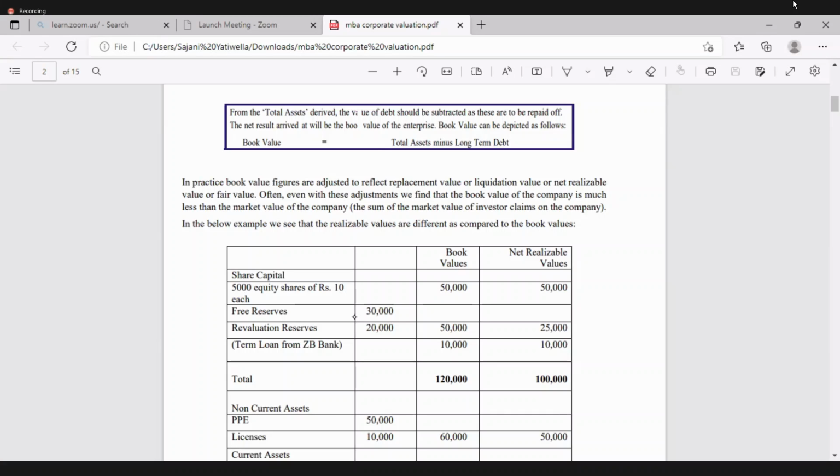And then, fair value. What is the reasonable value? Here we have the book value, and we can apply it in different ways in different applications.